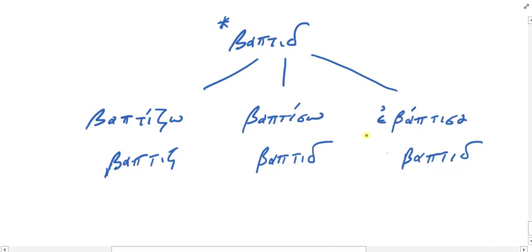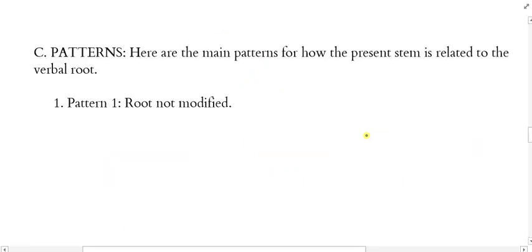Now, let us go to the next issue here. Okay, so Mounce then discusses the main patterns for how the present stem is related to the verbal root. All right? Pattern 1, which is my number 1 here, is where the root is not modified. The root is not modified. Have we seen verbs that follow this pattern?